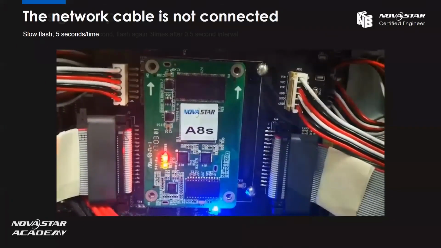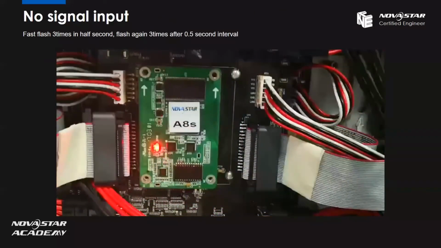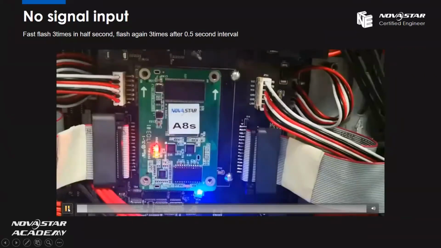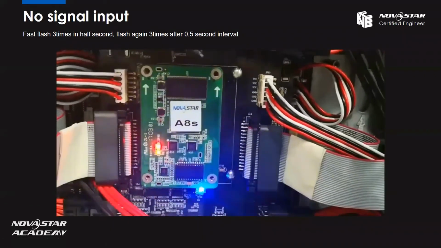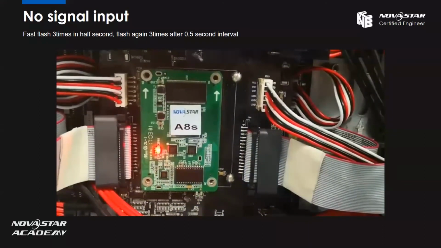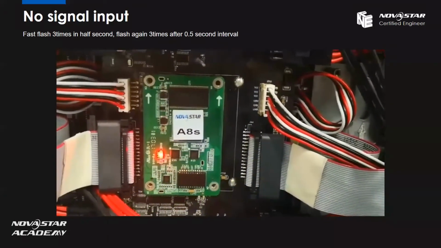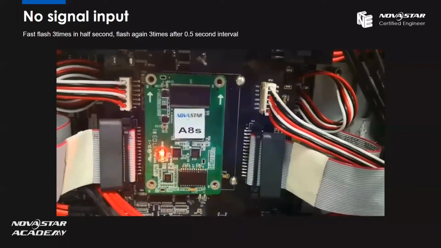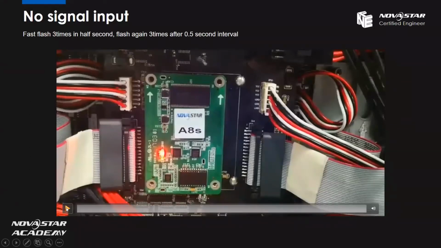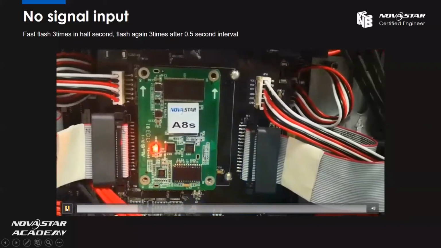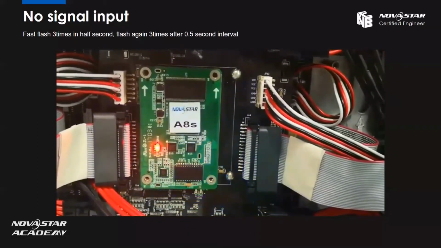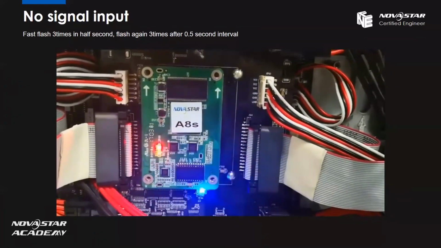Okay, let's see the last situation. In this short video, we can see the receiving card green indicator light flashes very fast, 3 times in half a second, and then it flashes again 3 times after a half second interval. So this situation means there is no signal input.